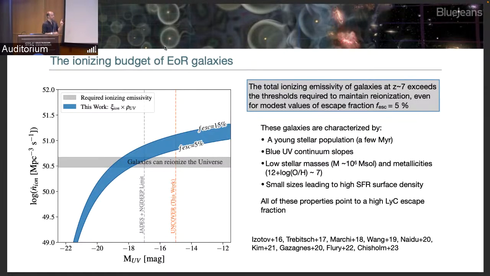Moreover, if you look at the properties of these faint galaxies, you're going to see that they have young stellar ages. They have very blue UV continuum slopes. They have low stellar masses, as I showed 10 to the 6, and low metallicities as well, and small sizes, which leads to high star formation rate surface densities. All these properties and parameters are indicative of high escape fraction of ionizing photons. So when you combine all these pieces of evidence, we can say that we demonstrate that galaxies were the main drivers of cosmic reionization.